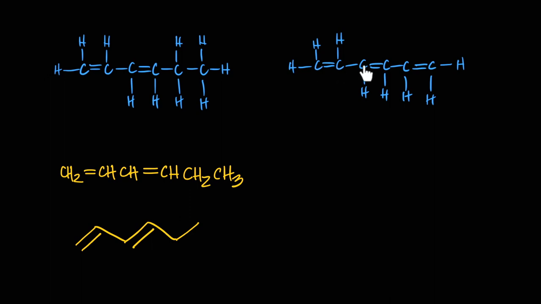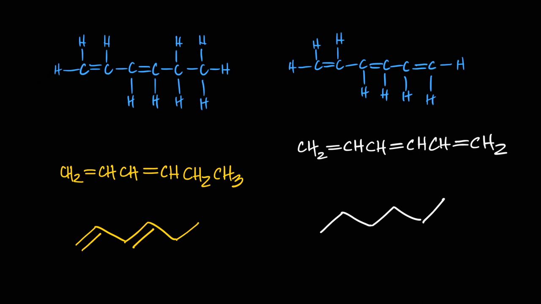Now looking at this one, 1, 2, 3, 4, 5, 6. This is also 6 carbon, but it has 3 double bonds, so it'll be a different kind of alkene. We'll do the names later. Again, the first one is CH2 double bond CH, then a single bond CH, double bond CH, then a single bond CH, and then a CH double bond CH2. Since there were 6 carbons, 1, 2, 3, 4, 5, 6, it's the first, third, and fifth double bond. That's it.